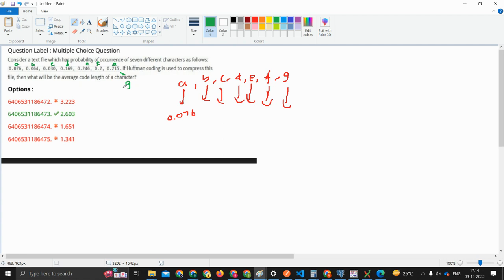So first we put it in ascending order. Very good. So is this already in ascending order? Please confirm that. It's not in ascending order. Shall we put this in ascending order? Yeah. So it'll be 0.064, 0.030 first.